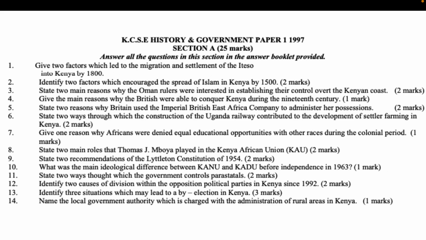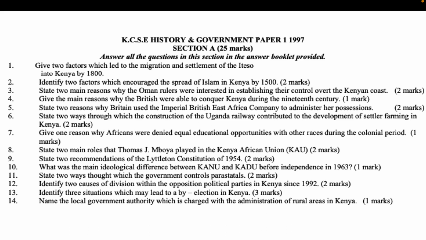period. 1 mark. State 2 main roles that Thomas J. Mboya played in the Kenya African Union (KAU). 2 marks. State 2 recommendations of the Littleton Constitution of 1954. 2 marks. What was the main ideological difference between KANU and KADU before independence in 1963?